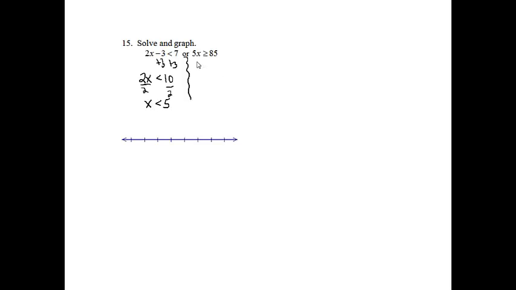And then going over to this side, we'll just divide both sides by 5. I'll get x is greater than or equal to, let's see here, 17. So x is greater than or equal to 17. And there is the word or in between. I will put 5 on my number line and 17 on my number line. I think I'll put 10 in the middle. Less than 5 is an open circle to the left. Greater than or equal to 17 is a closed circle to the right.